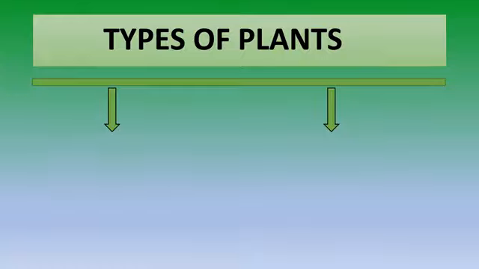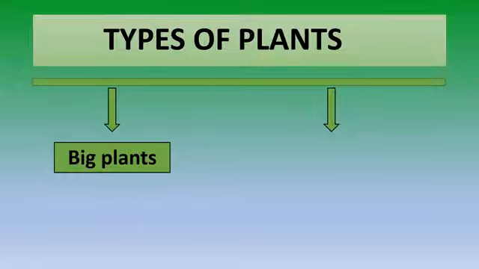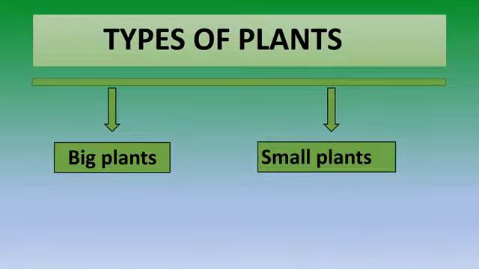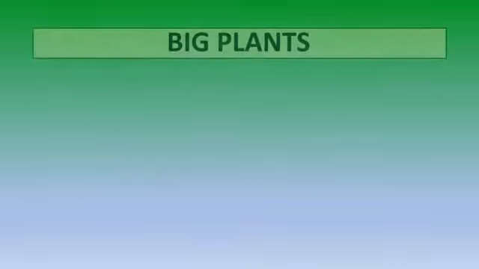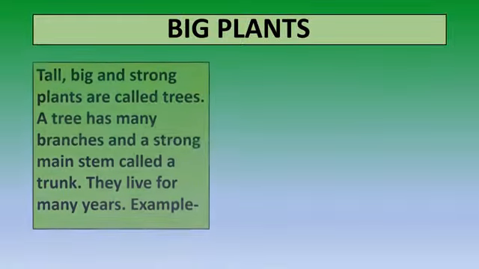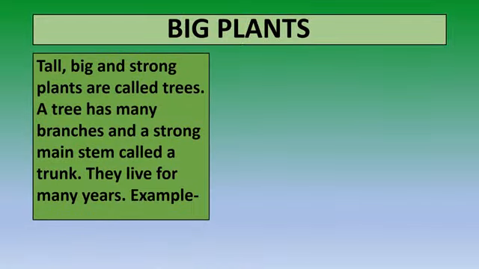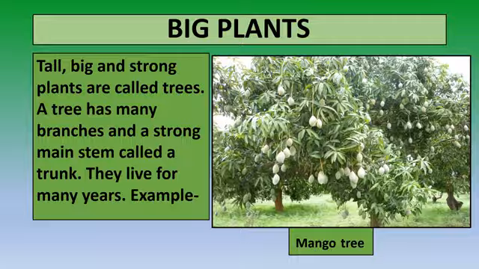There are two types of plants, big plants and small plants. So let's learn about them in detail. Big plants. Tall, big and strong plants are called trees. A tree has many branches and a strong main stem called a trunk. They live for many years. For example, mango tree. It is big and strong and has many branches.